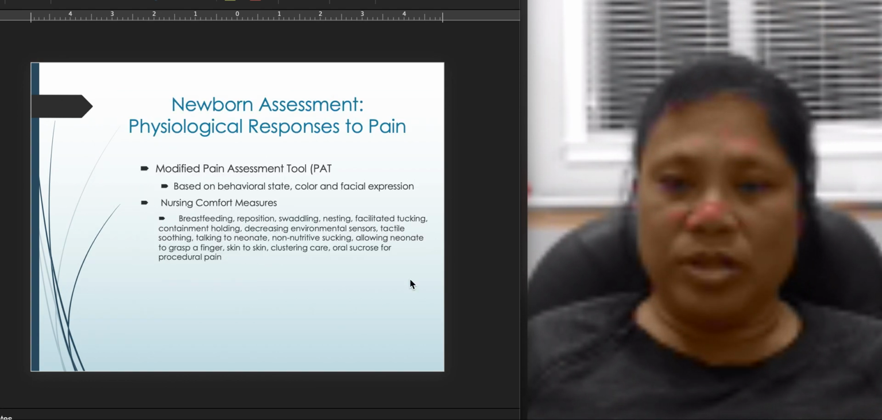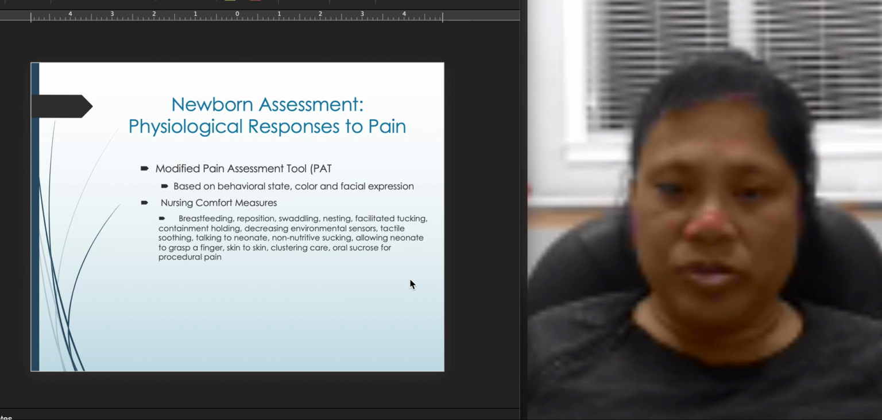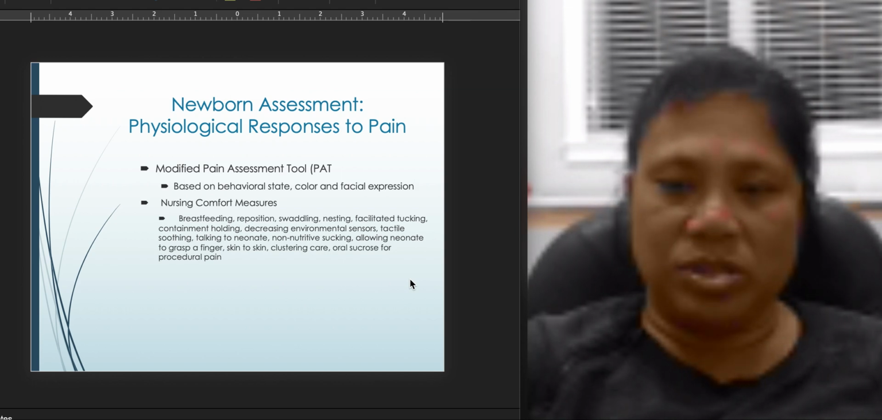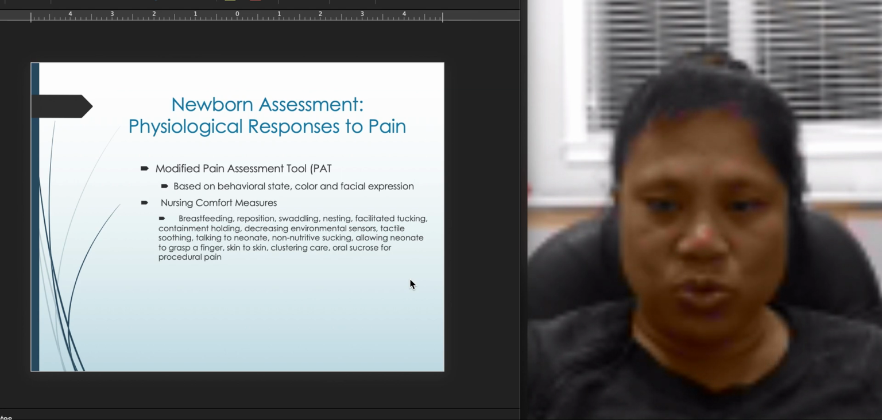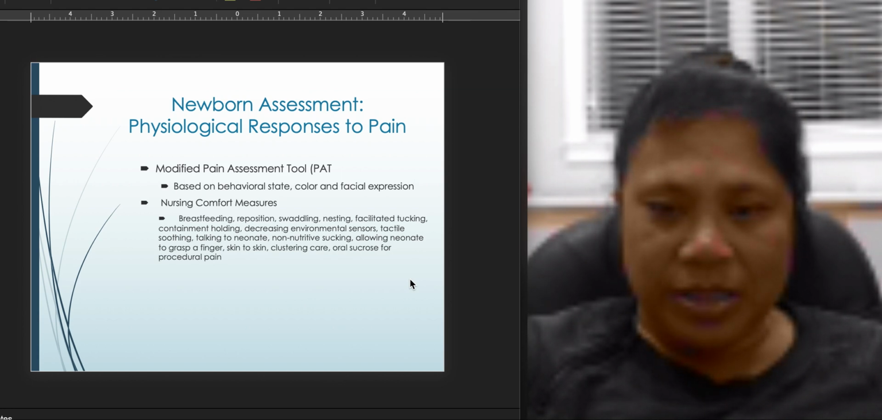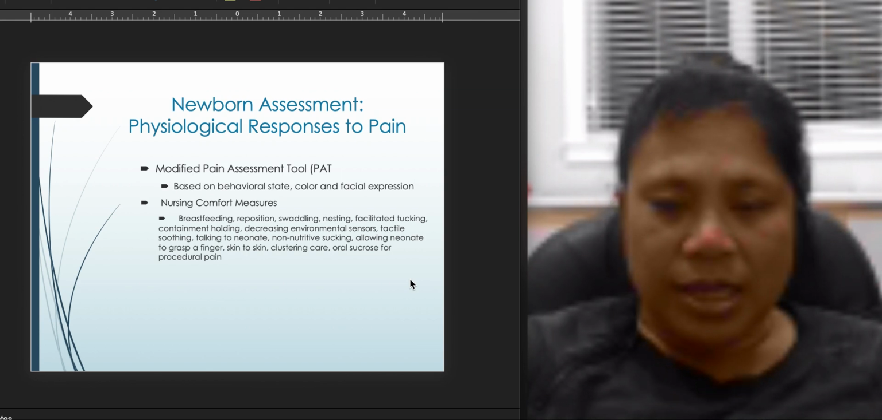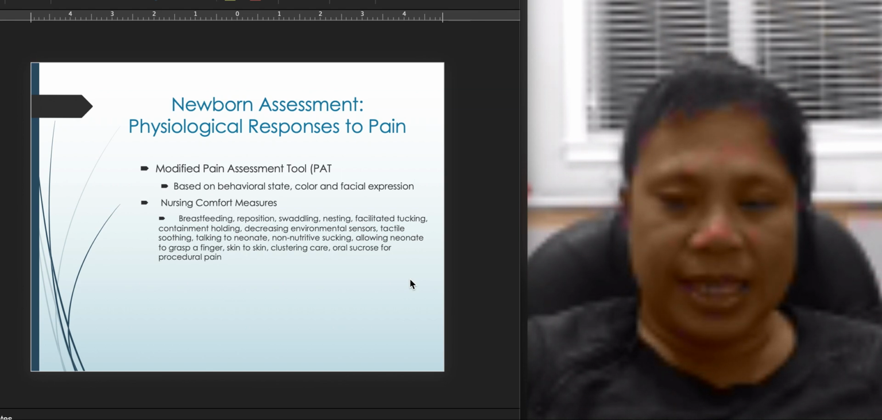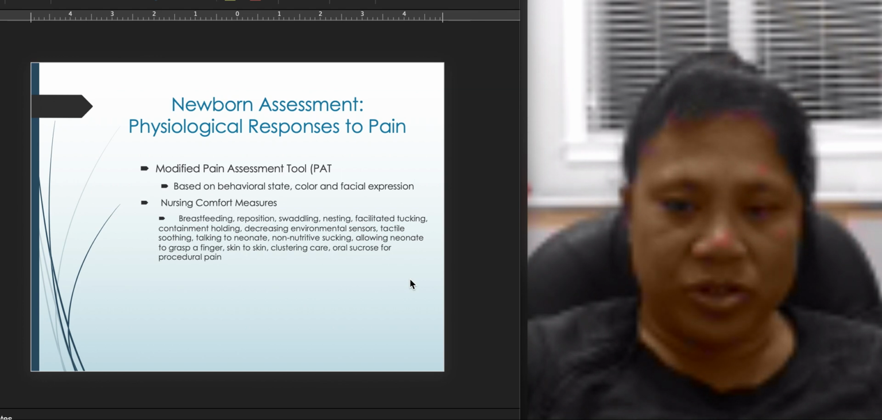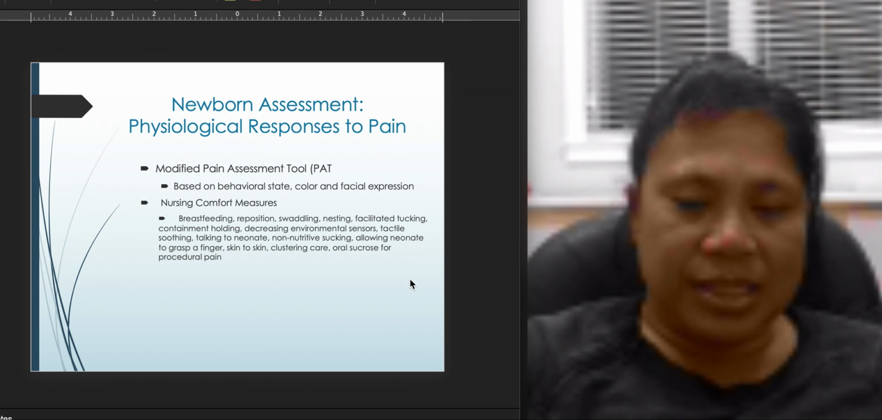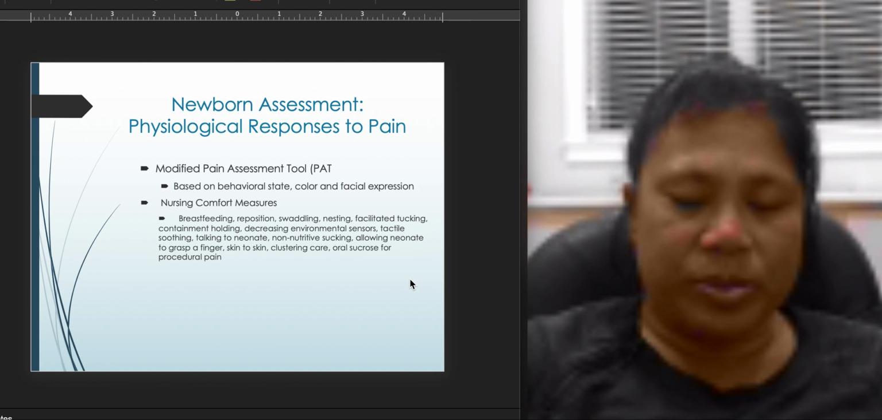Okay, so with physiological responses to pain, there is a tool. One tool that they use is this modified pain assessment tool, and I think that's just an example. There are several tools out there to assess pain. Of course, they can't rate the pain from 0 to 10 because they can't talk yet. But the scale takes into account the newborn's behavior, and they use these little behavior cues, and they rate them on the scale, and that's how they determine if a newborn has pain or not.